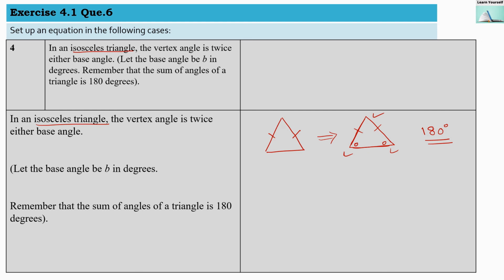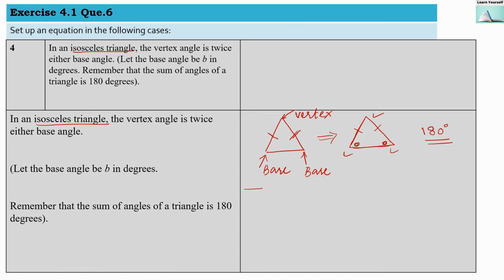Now they are saying that in an isosceles triangle, the vertex angle. What is the vertex angle? This angle is the vertex angle, and these two are the base angles. Both the base angles measure the same. Whatever degree the angle is, they are the same because they are from an isosceles triangle. These two sides are equal and the measures of these two angles are also equal. So both the base angles have the same measure.